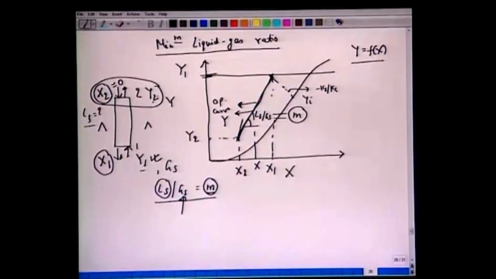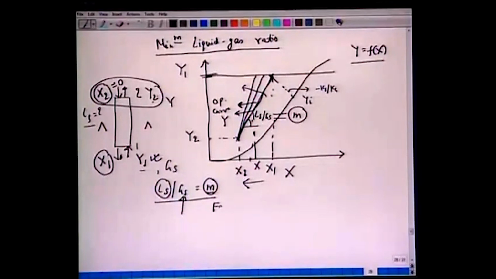So if we increase the Ls by Gs, the line will move in this direction. What does it mean? If for a given Gs, we increase the slope, all it means is the amount of liquid has increased, the liquid flow rate has increased, and if the liquid flow rate increases, you can see here that the concentration x goes in this direction. Okay, let's note this down.